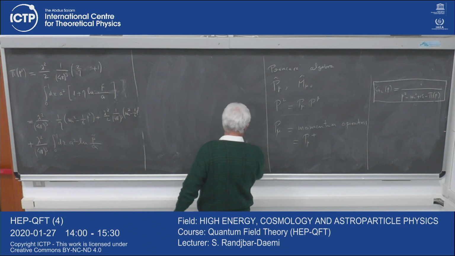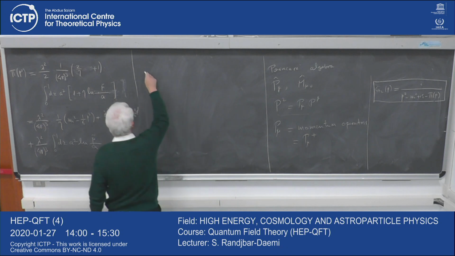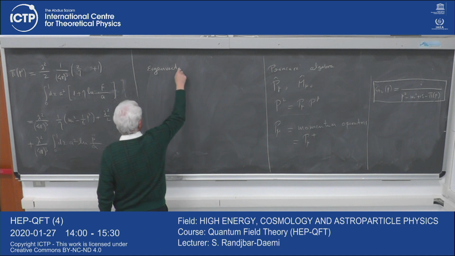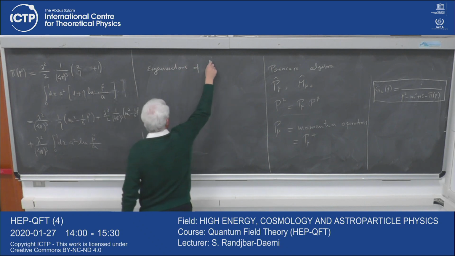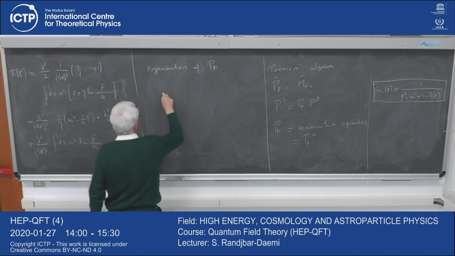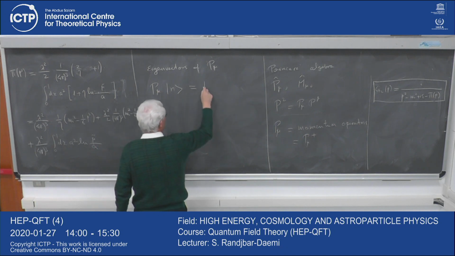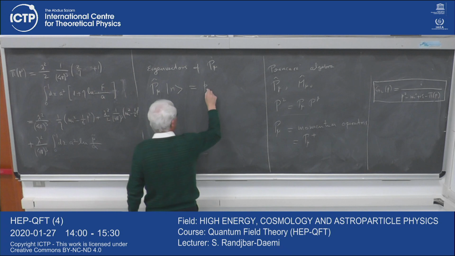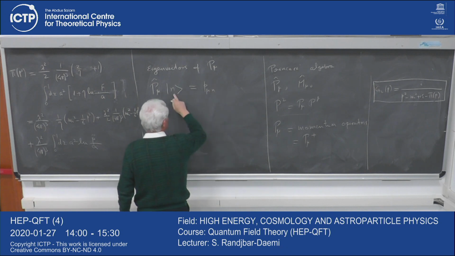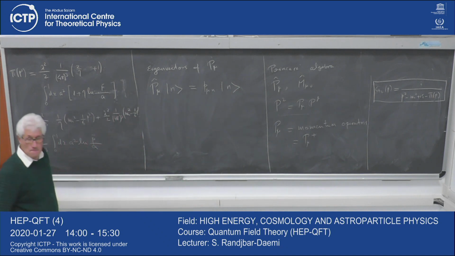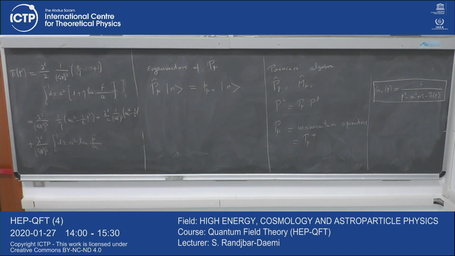So we will denote its eigenvalues and eigenvectors. We will denote eigenvectors of P mu by n, and P mu acting on it gives you an eigenvalue p mu n. This n refers to the state n. This is a symbolic way of writing.